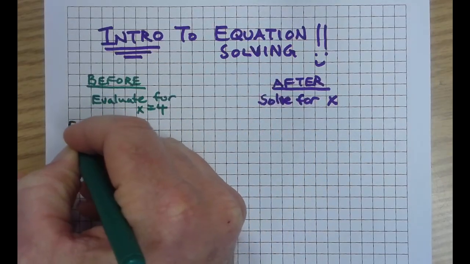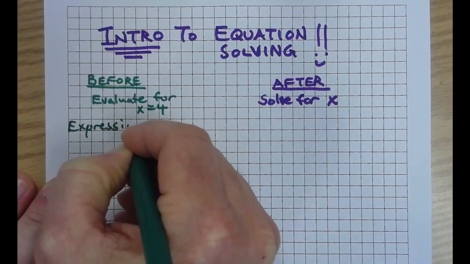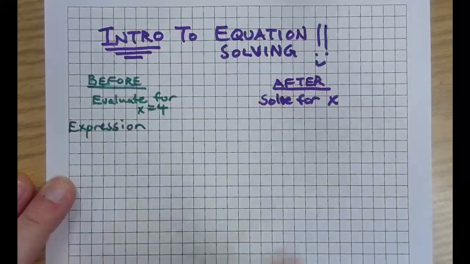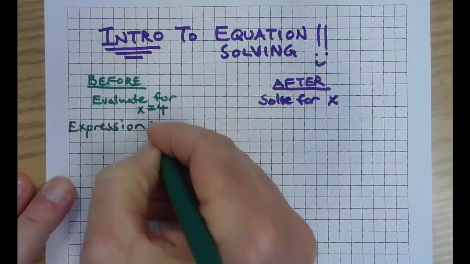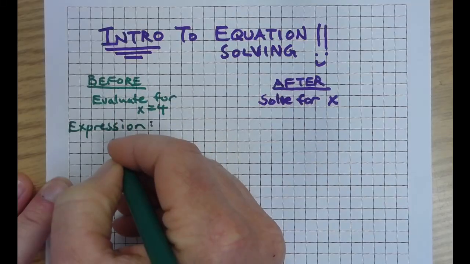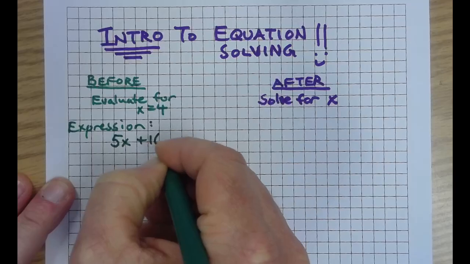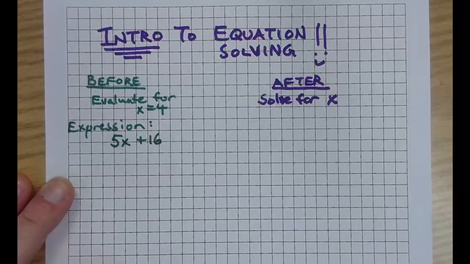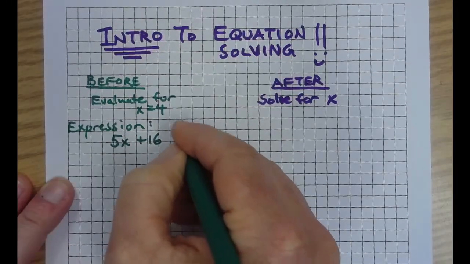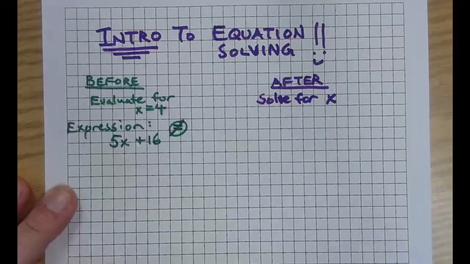Here's an expression for you. I'm so hungry I could eat my arm. That's an expression. Here's a mathematical or algebraic expression. Let's go 5x plus 16. Expression, it has no equal sign, right? No equal sign. So it's called an expression, not an equation.